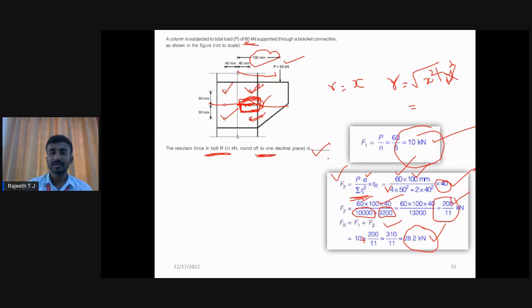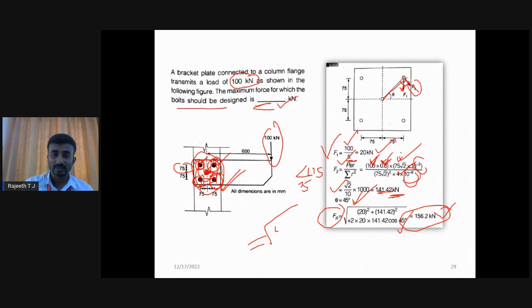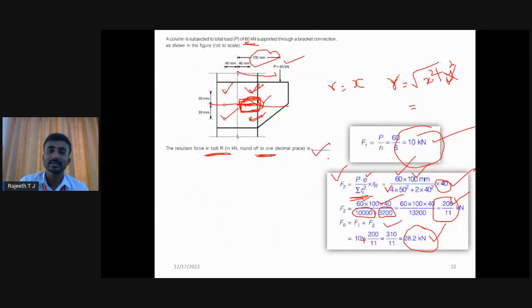So this is a different pattern where, instead of asking for the maximum load carried by the extreme boards, here they asked it for the inner boards, that is, the one resting exactly at the center. So they asked it here. The calculations are easy when compared to the previous 4 problems.